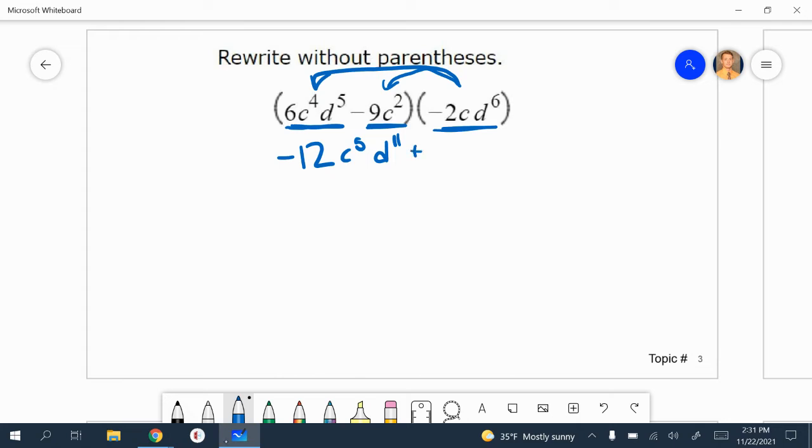So I'll have a positive 18 with the numbers, c to the 3rd when I multiply those c's, and then d to the 6th gets to just hang out. We didn't have a d to multiply over here, so we're just going to carry it along. Actually, this is our final answer of the problem as well. So that's what you would type into Alex for that one.